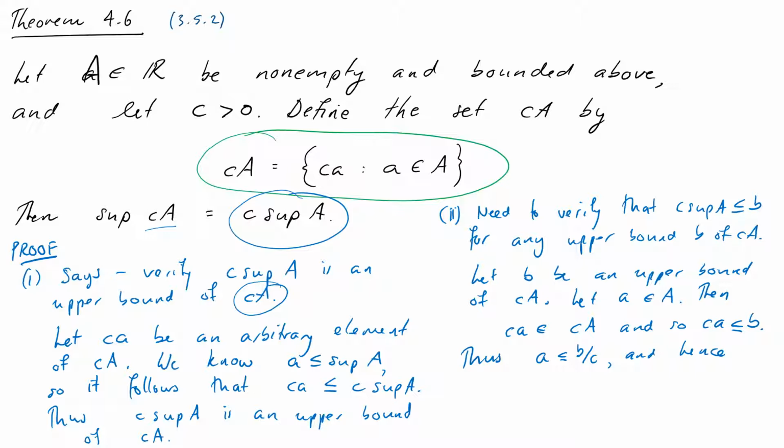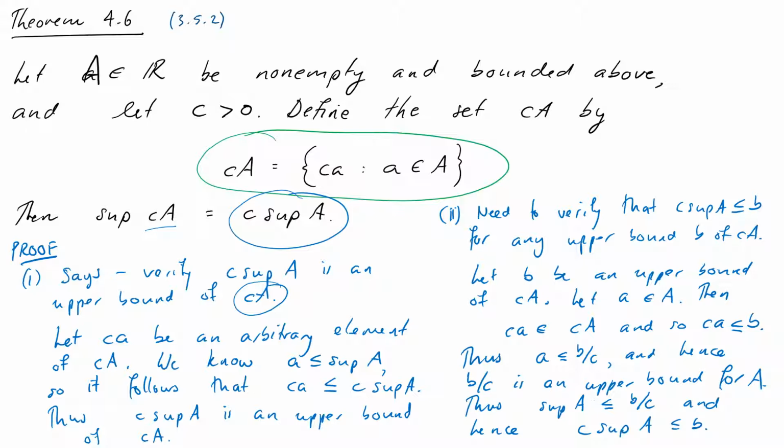a was an arbitrary element of our set A, that's why I chose that first, and it's less than or equal to B over C, hence B over C is an upper bound for A. This means that our supremum of A is less than or equal to B over C. Remember, supremum is just the least of all upper bounds. We've just shown that B over C is an upper bound. And now we can multiply our inequality through by C, and hence we have a statement: C sup A is less than or equal to B.